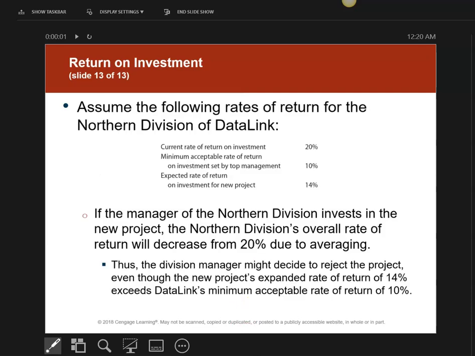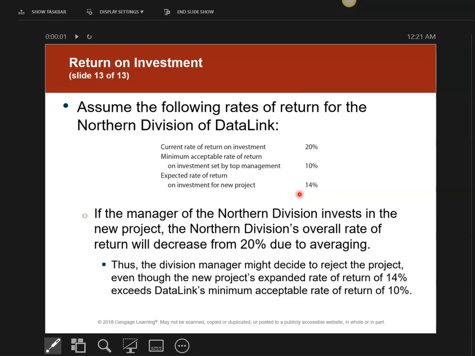Well, let me show you an example. So remember, our Northern Division was doing a 20%. Now, remember I said each company would want a certain rate of return. So the minimal acceptable rate of return is 10%. So I won't accept anything less than a 10% return. However, a new project I'm looking at has a 14% ROI. Well, I might say, you know what? No, I'm already doing 20%. If I take this project on for my division, it's going to lower my 20%. But it could actually increase overall.